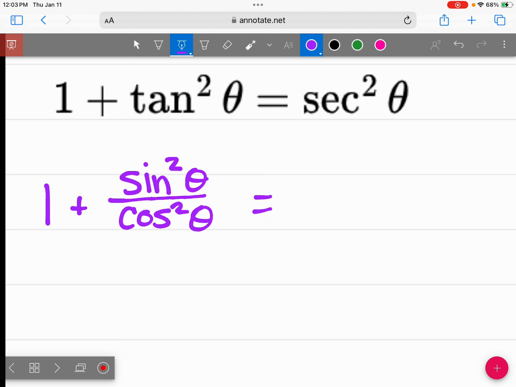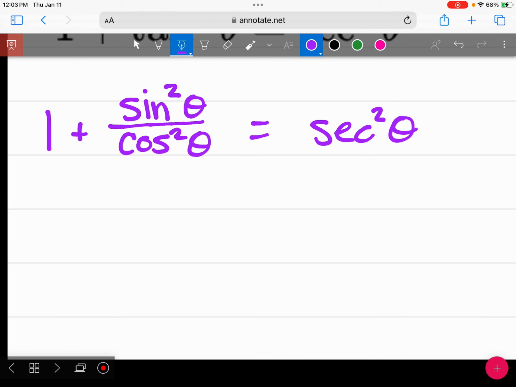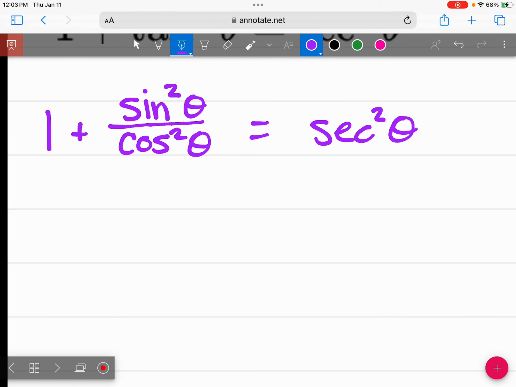And we're going to leave the right-hand side by itself, secant squared, because we would like to make this left-hand side be the exact same as the right-hand side. If it helps, you can also switch this into 1 over cosine squared for secant squared. But honestly, I don't want to write fractions that many times.